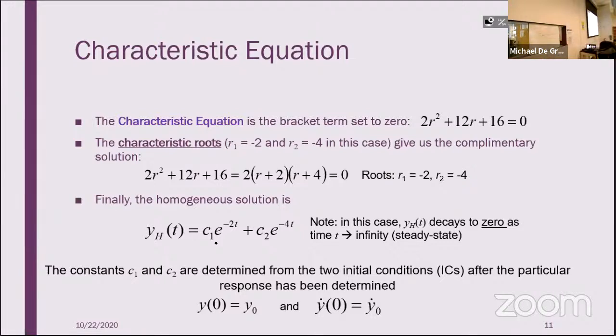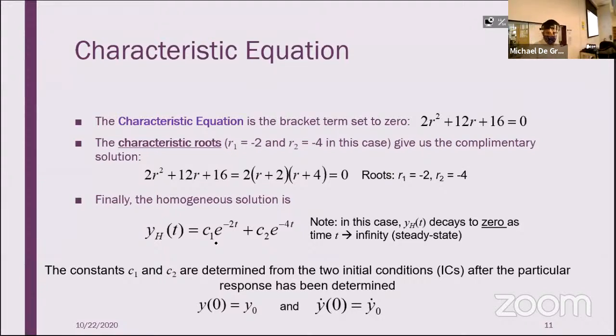But if we factor this, what we'll find is we'll get two roots, right? Which we should expect because it's a quadratic equation, a second order equation. We get two roots. What are my roots? -2 and -4 in this case. So I can rewrite my characteristic equation as 2 times (r plus 2) times (r plus 4), so my roots are -2 and -4.